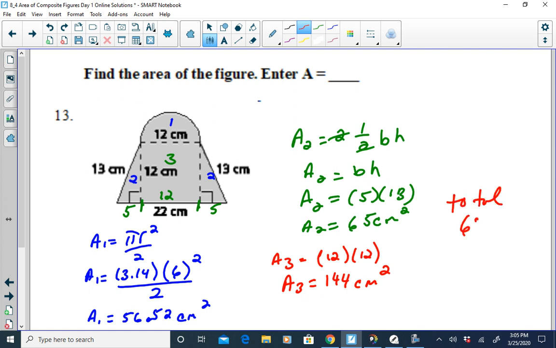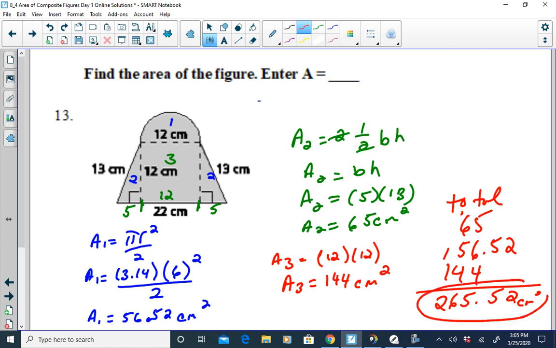So that's going to be 65 plus 56.52 plus the 144, right? So we're going to add that together. That's 2, that's 5, that's a decimal point. That's 15, 5 carry the 1. That's 1 and 6 is 7 and 5 is 12. 12 and 4 is 16, carry the 1. So we get 265.52. Those are square centimeters for the area of that figure.